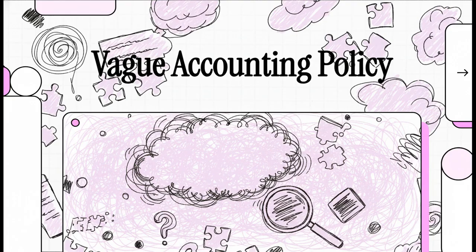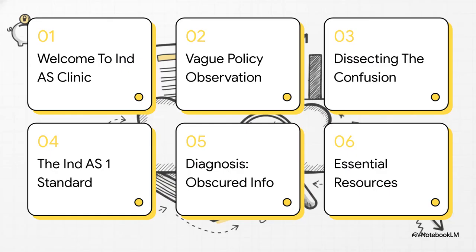Today, we're diving into a fascinating clinical case study we're calling the clinical case of the vague accounting policy. We're going to see exactly how a few seemingly harmless words in a financial statement can actually totally obscure the truth. Here is a quick look at our diagnostic chart for today's session. We'll start with our welcome, move to the vague policy observation, dissect the confusion, review the Ind AS 1 standard, deliver our final diagnosis of obscured information, and wrap up with some essential Gap Advisors resources.